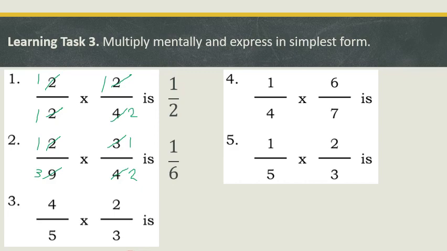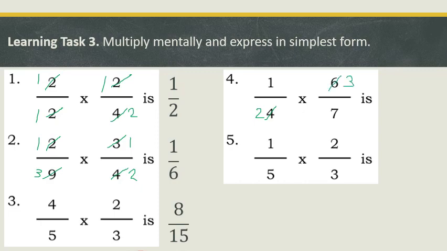The next, number 3. So, walang common factor. So, diretso natin multiply. 4 times 2 is 8. 5 times 3 is 15. So, number 4, ang 1 at 7 walang common factor. Yung 4 at 6 po ay meron. So, pwedeng i-divide sa 2. So, 4 divided by 2 is 2. 6 divided by 2 is 3.